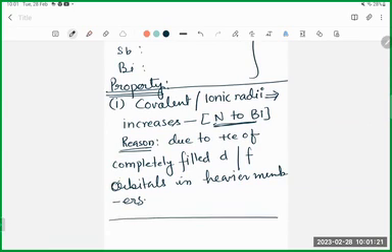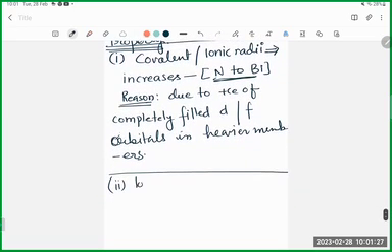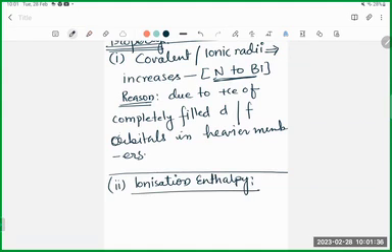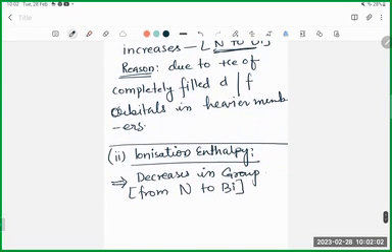Okay. This is the first property. The second property is the ionization enthalpy. What happens to ionization enthalpy? Does it decrease or increase? Let me tell you, the general ionization enthalpy trend we learned is that it decreases down in a group. The same variation we can also find over here. There is a decrease in the IE when it moves down in a group from nitrogen to bismuth. Okay. This is about the ionization enthalpy.